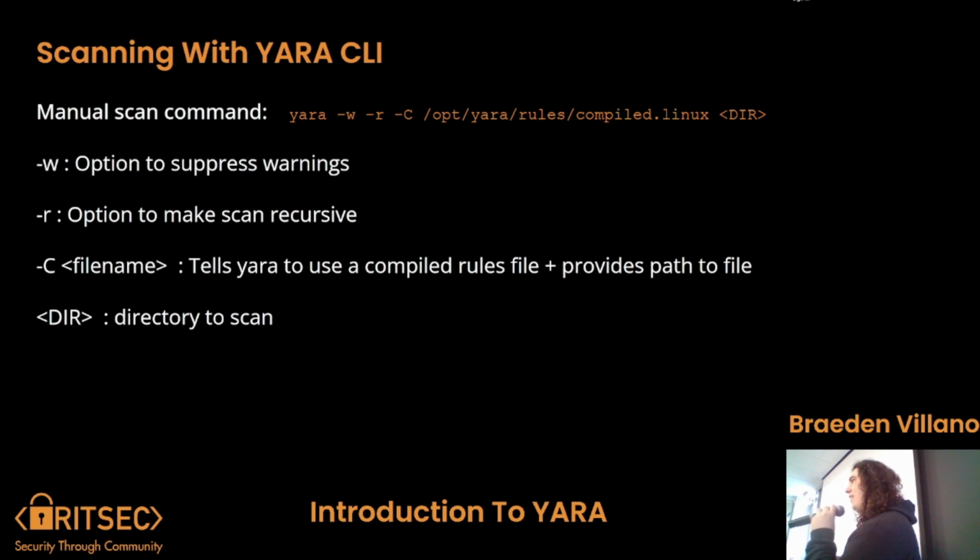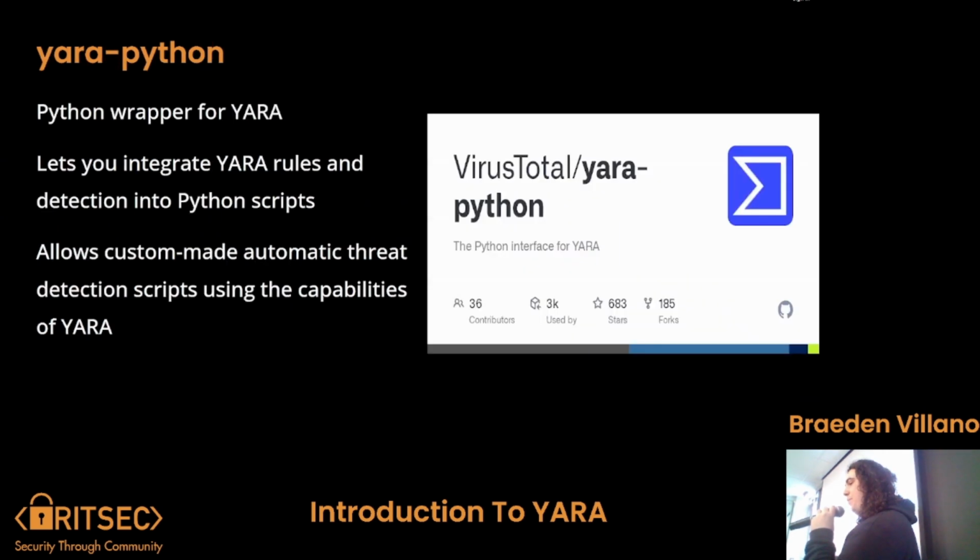And then we're going to see this. I prepared a little demo after this so we could take a look at how it works. One thing that I did find, I want to do some more research into this summer, is that VirusTotal developed a YARA Python library, which lets you integrate your YARA rules and detection into Python scripts. You can do things like making a custom-made automatic threat detection script using the capabilities of YARA. So this is something you could definitely look into if you want to build a cool blue team tool for your competitions.